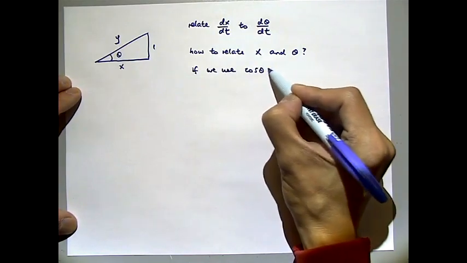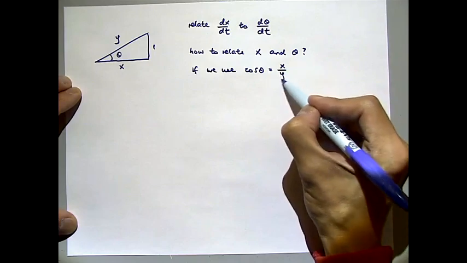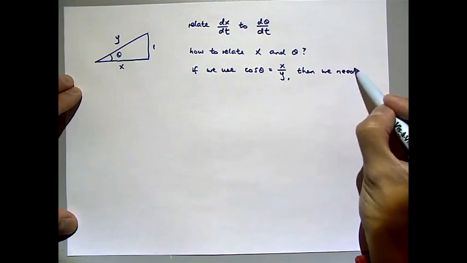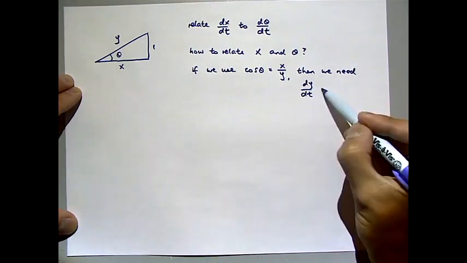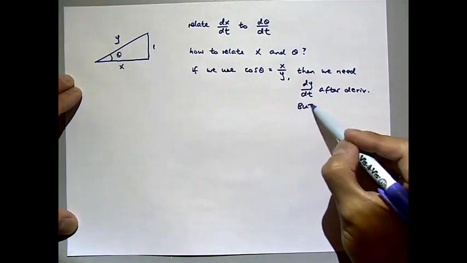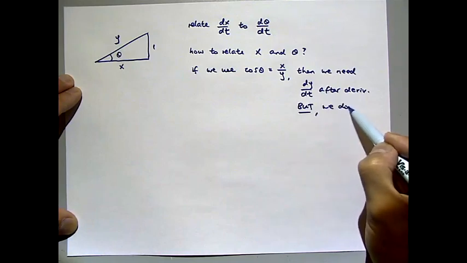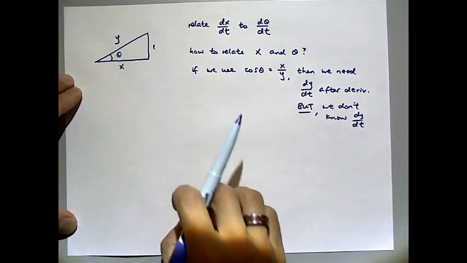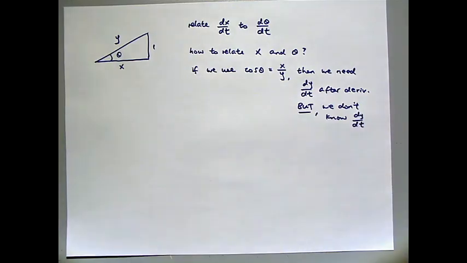If we use cosine of theta equal to adjacent over hypotenuse, then we need dy dt after we take a derivative. But we don't know that. We might be able to solve for that, but that's an extra layer of complexity that if we can avoid, that would be great. So is there a way to relate x and theta without getting y involved? Tangent, absolutely, tangent.